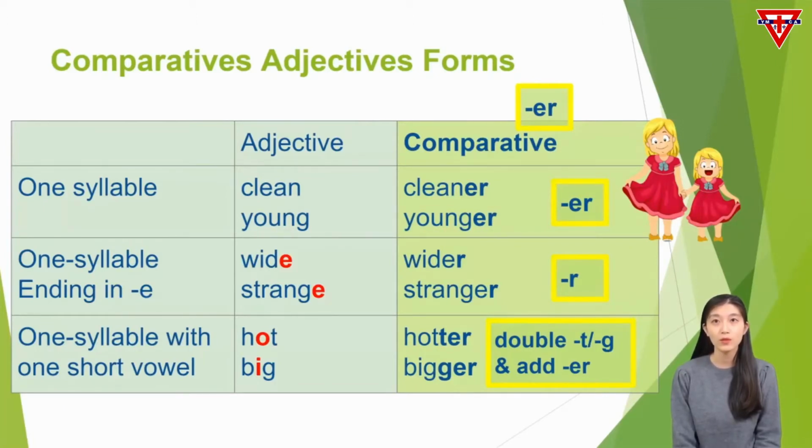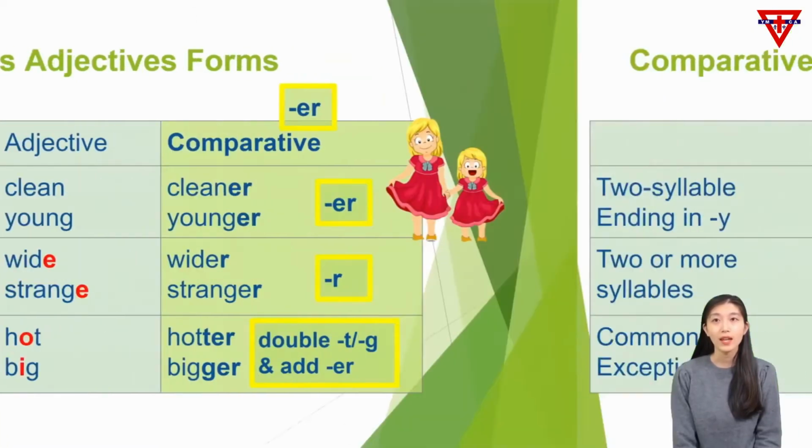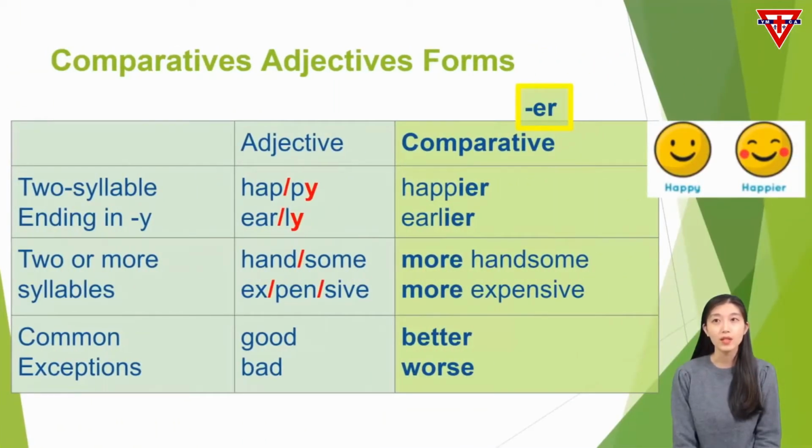Now we move on to talk about two-syllable words. When an adjective has two syllables and it ends with the letter Y, we will delete the Y and add IER for the comparative. So happy becomes happier, early becomes earlier.